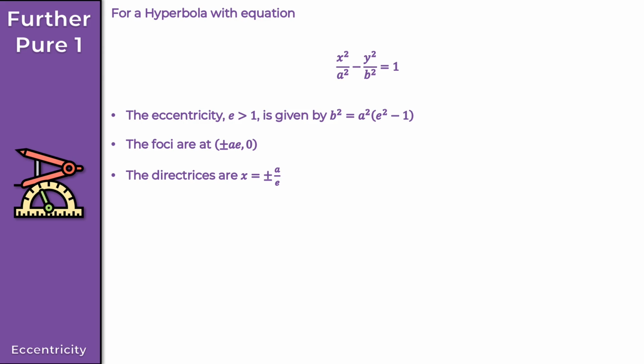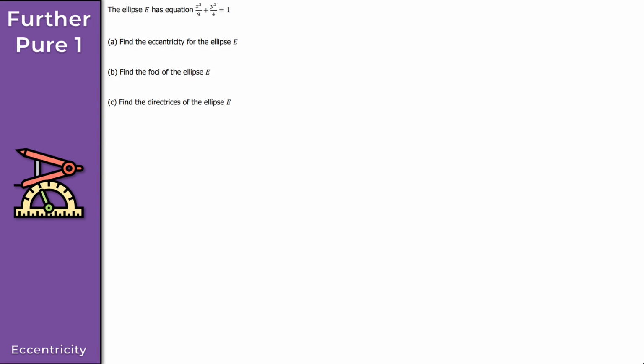All we're going to do now is put through a couple of practice questions on the eccentricity. Let's get started with question 1. We have the ellipse E, which has the following equation: x squared over 9 plus y squared over 4 is equal to 1. Part A asks us to find the eccentricity for the ellipse E.